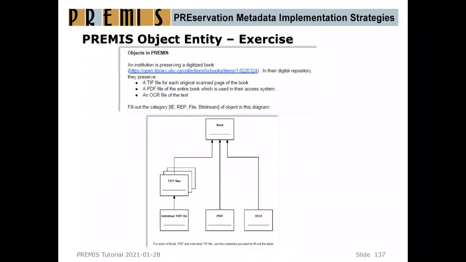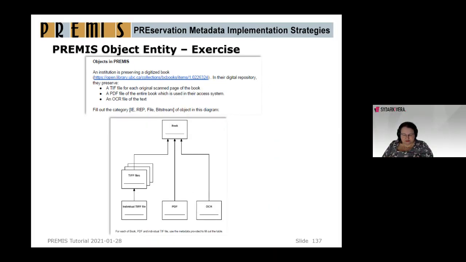The text we have on that page is that an institution is preserving a digitized book. It's available online on this link. In their digital repository, they preserve a TIFF file for each of the new scan pages of the book. They have a PDF file of the entire book, which is used in their access system. So if someone wants to borrow this book, they get a copy of the PDF file. And we also have an OCR file of the text.